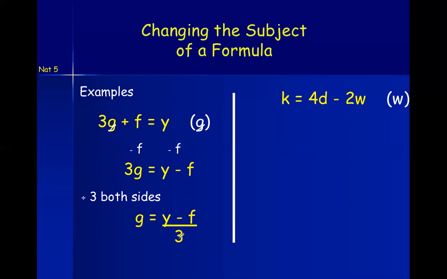Okay? Or some people would argue you would still get the mark if you write it as g equal y over 3 minus f over 3. You would still get the mark, the same mark.